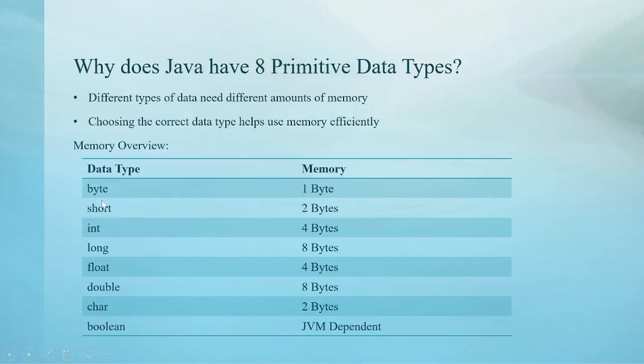Here, we have different types of data types, right? These are the memory bytes that will be consumed by the different data types. For Boolean, it is JVM dependent, because Java does not define a fixed size for a Boolean. We don't need to memorize these memory sizes. We will understand why each data type has these sizes in detail in an upcoming video.